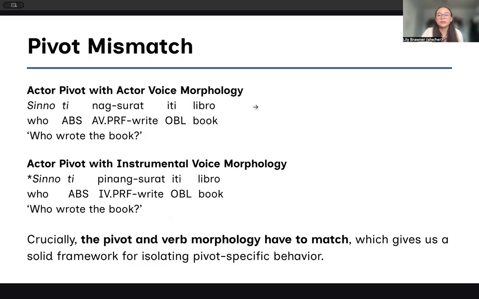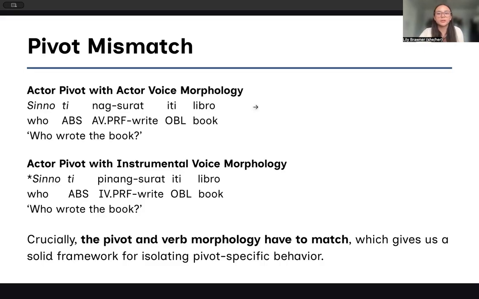We can sort of see the importance of this alignment when it fails. The first sentence, which we saw on the previous page, is grammatical because the actor is questioned and the verb uses corresponding actor morphology. But the second sentence is not acceptable with this intended meaning of who wrote the book, because it tries to question the actor while showing instrumental voice instead. It tries to ask who when you're really talking about a thing. So the pivot and the voice morphology need to align.